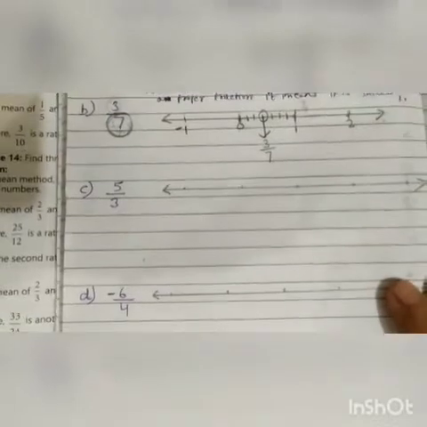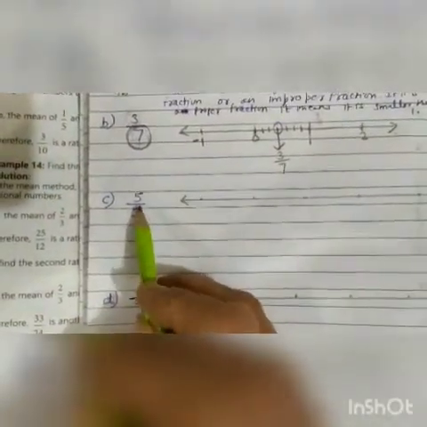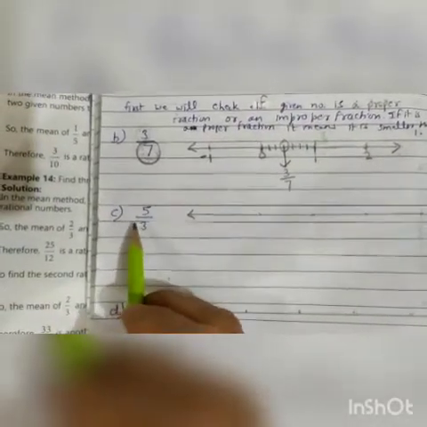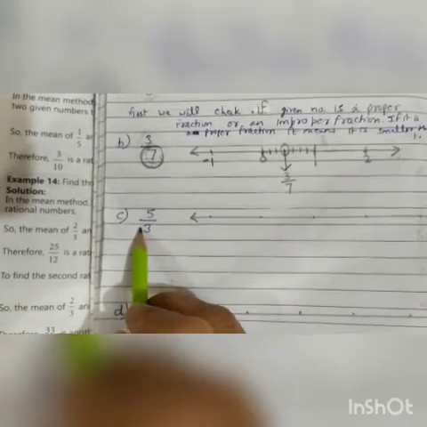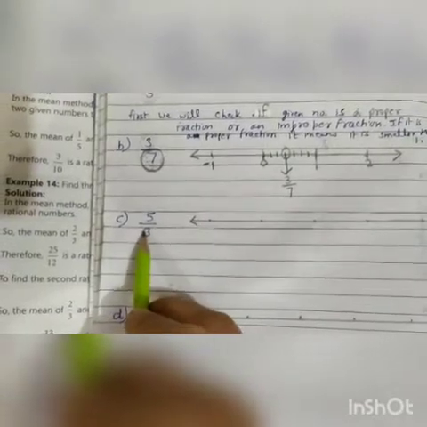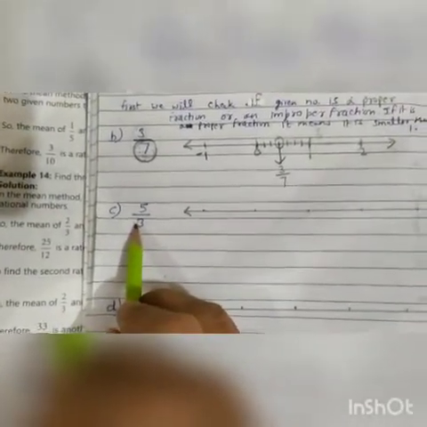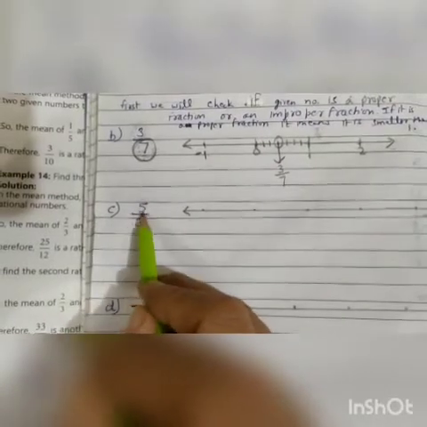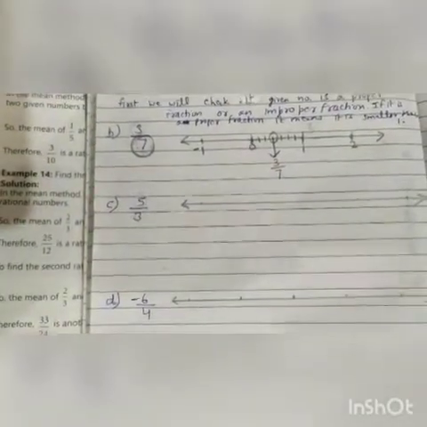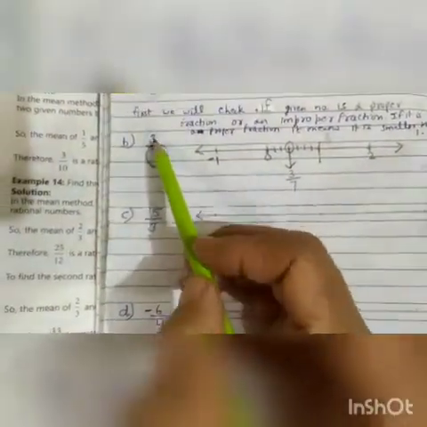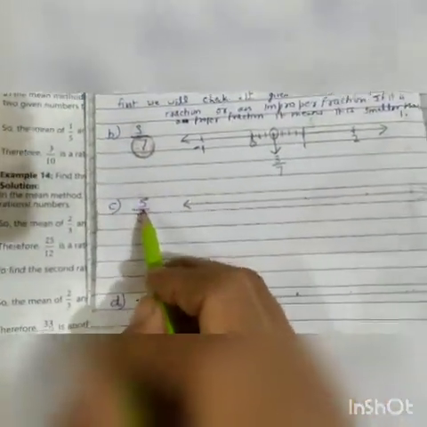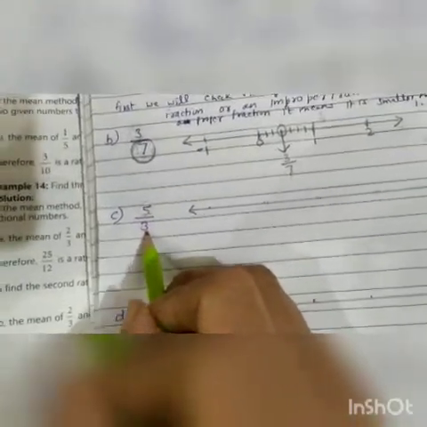Now come to its C part. In C part, this is 5 upon 3. First we will see whether it is positive or negative. It is positive. First point: we see whether the given rational number is negative or positive. Second point: now we will see whether the numerator is smaller than the denominator or greater than the denominator. So students, you notice that in these two parts the numerator is smaller than the denominator, but here it is greater than the denominator. Then what will we do?